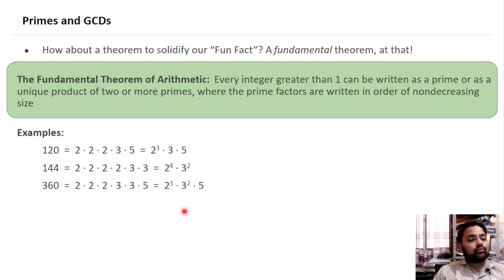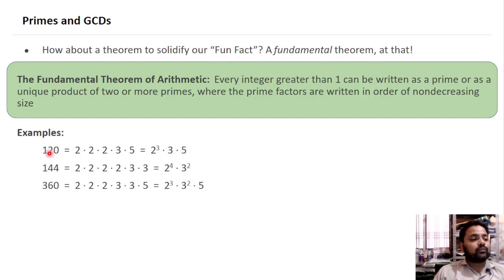How about a theorem to solidify our fun fact, the fundamental theorem of arithmetic: every integer greater than 1 can be written as a prime or as a unique product of two or more primes, where the prime factors are written in order of non-decreasing size. For example, 120 is 2 times 2 times 2 times 3 times 5, so 2 to the power 3 times 3 times 5. Here 2 is prime, 3 is prime, 5 is prime.